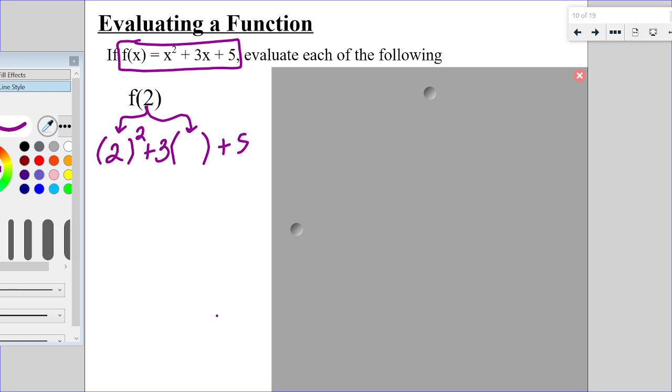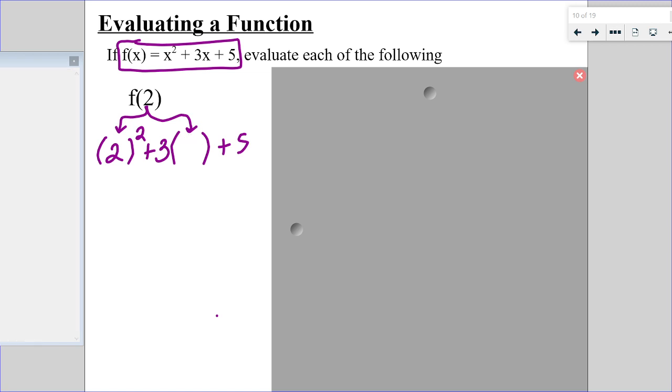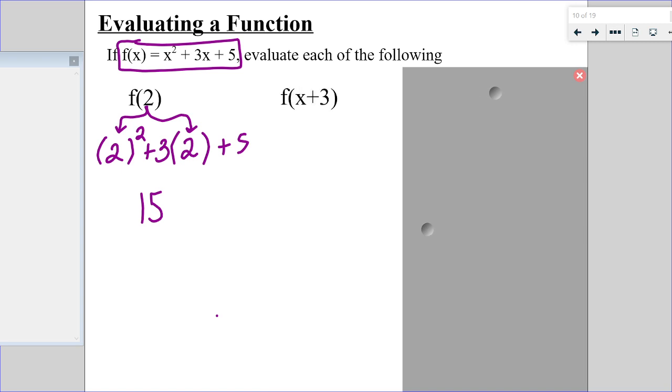So instead, it's actually 2 squared plus 3 times 2 plus 5. And then you just find your answer. So 2 squared, let's see, 4 plus 6 plus 5 is 15. Questions? If it's a number, we will get a number answer, but sometimes we can have variables.